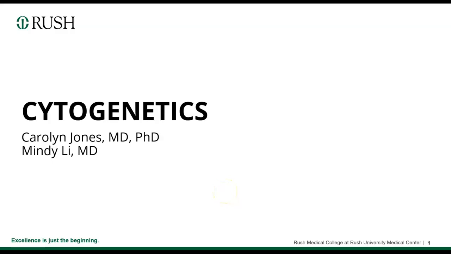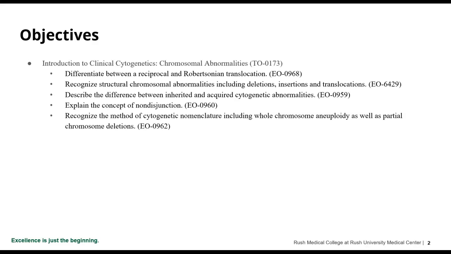Okay, this is going to be the first of a couple lectures on cytogenetics, or looking at chromosomes. So the objectives of this particular presentation include differentiating between reciprocal and Robertsonian translocations. So what's the difference between that? Recognize structural chromosomal abnormalities, including deletions, insertions, and translocations.